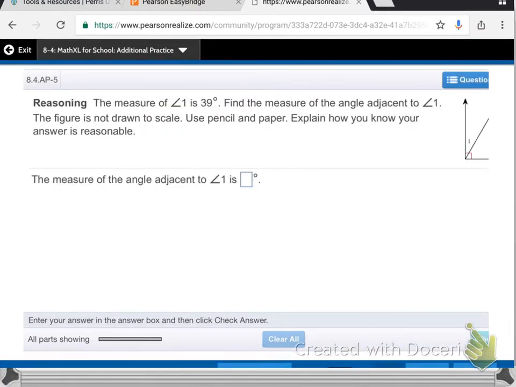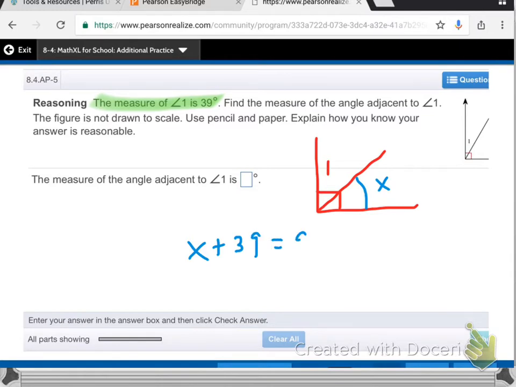Next question. This one says the measure of angle 1 is 39 degrees. So if I write that in right there, if I redraw this shape, it looks like this. And this is 90, and angle 1 is 39 degrees. Find the measure of the angle adjacent to angle 1. Well, boys and girls, that's this angle right here. That's the adjacent angle to angle 1, which means it's the complementary angle because they both add up to 90 degrees. So that means that if this is x, then x plus 39, that's angle 1, equals 90.